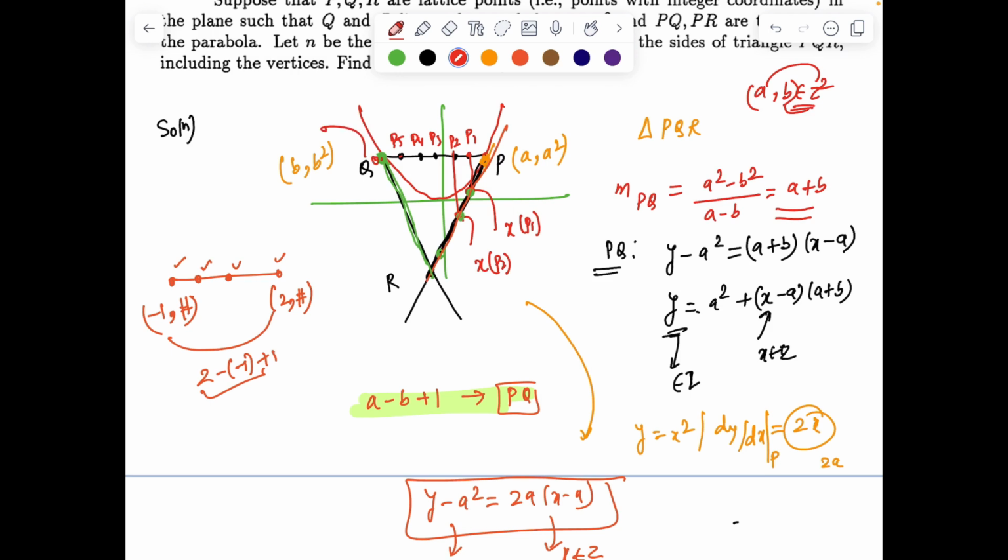Because the slope of the tangent at point Q is 2b, the equation will be y minus b square equals 2b times x minus b, and if the x coordinate is an integer, y has to be an integer. It means if I go vertically down here, all these points must have lattice coordinates. Even that corner point will be taken care of by this. Vertically down you go from some point P_k, it's taken care of.